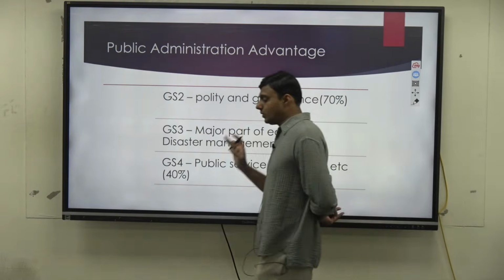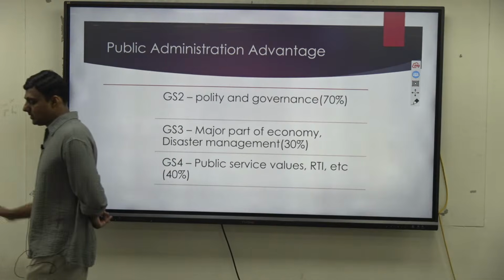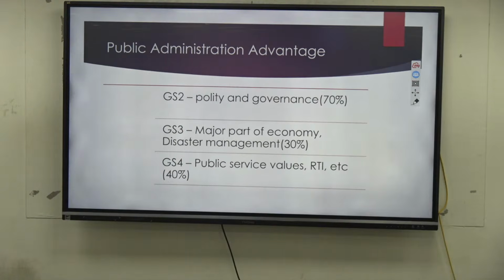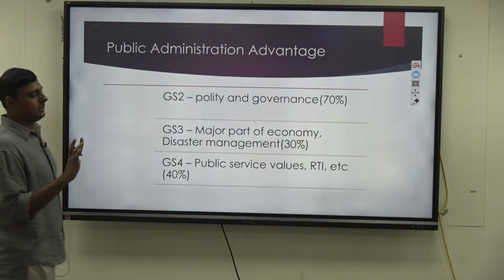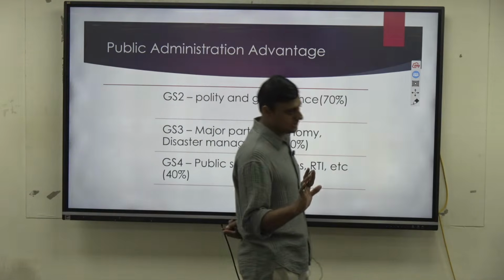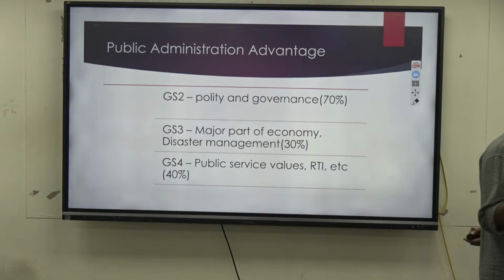There is lots of overlap with your GS syllabus. GS1 there is no touch. GS2, GS4 lots of advantage. GS3 to an extent, not to a large extent. Fine? Yeah, so should I consider this factor also?